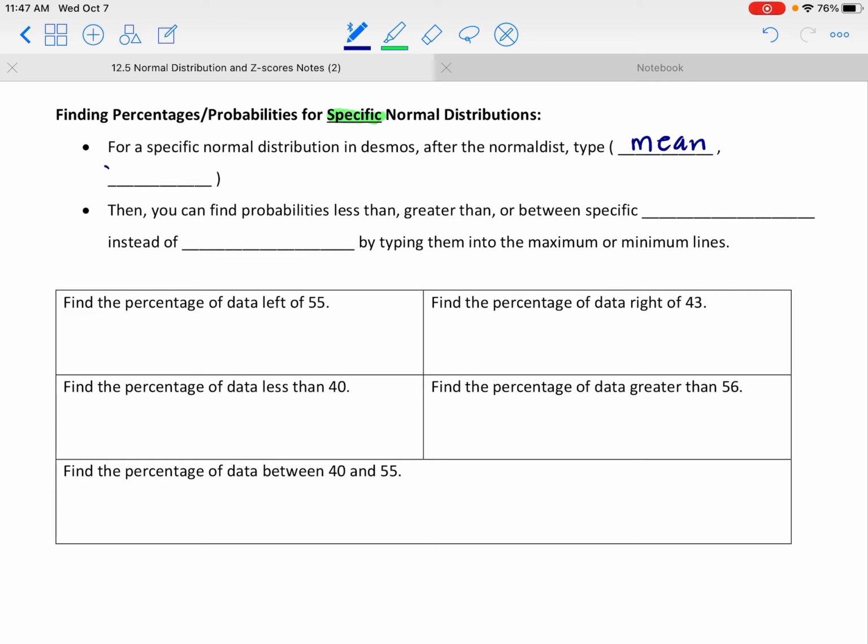STD is not a good standard deviation. And I don't know why I made that blank so small.